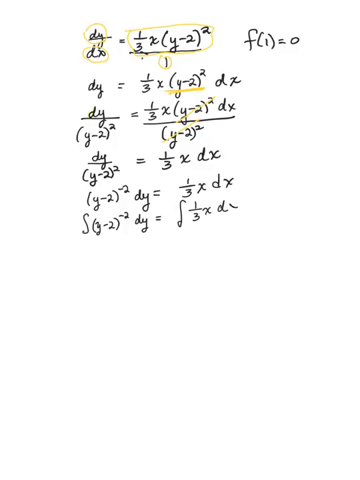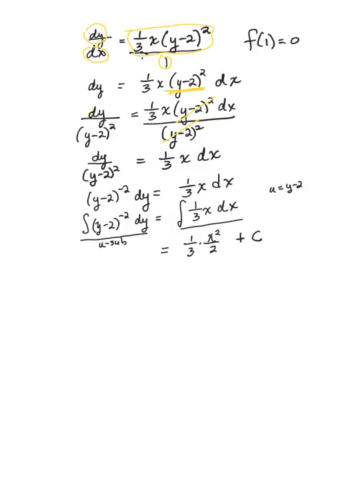And notice that on the left side, we need u substitution, but we're going to use our shortcut. On the right side, we don't need u substitution. So the integral of 1/3 x with respect to x is 1/3 times x squared divided by 2, and we agreed that the plus c goes on the x side. In this one, we know that our u is y minus 2.